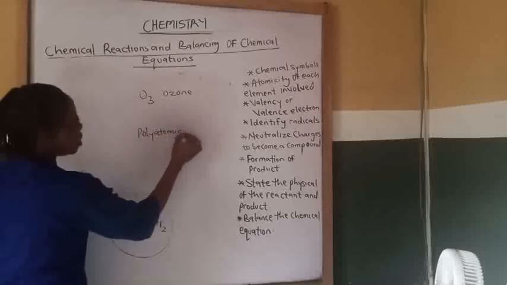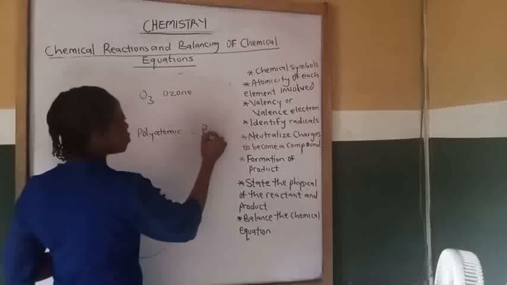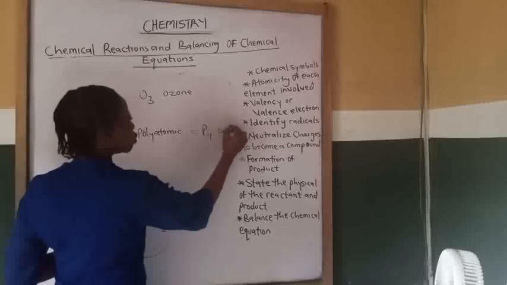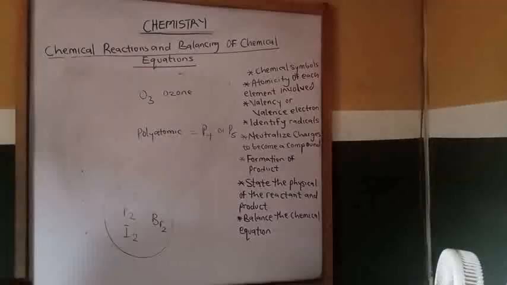The polyatomic, e.g. phosphorus, is a polyatomic. So we have phosphorus 4. Then we have phosphorus 5. So phosphorus is a polyatomic.